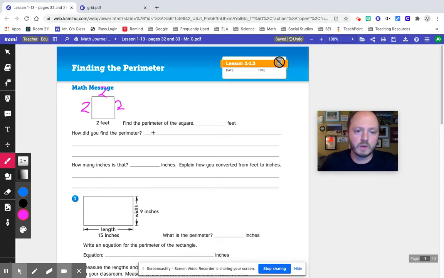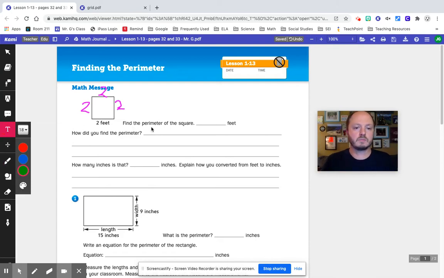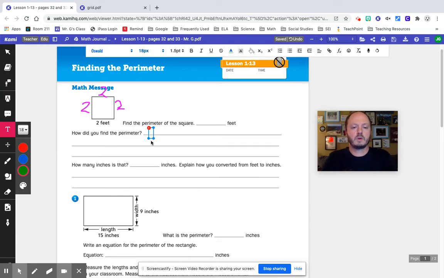So how did you find the perimeter? Well, we added up the sides, right? So that's something that we can say here. I added up the sides of the square by adding 2 plus 2 plus 2 plus 2 equals 8.